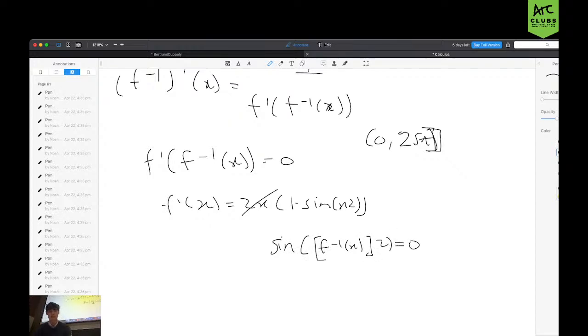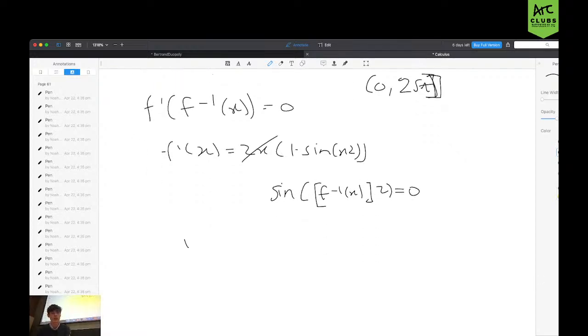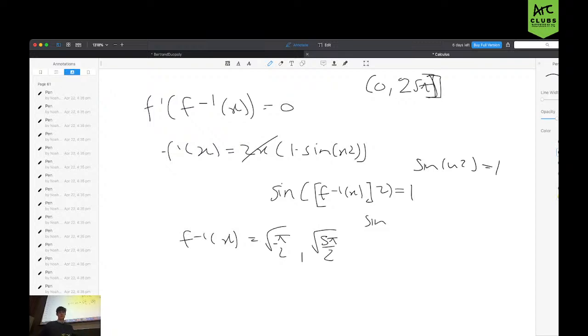So now we just have to look at wherever sine of f inverse of x squared is equal to 1, sorry, not 0, that should be 1, my bad. So in other words, wherever f inverse of x is equal to the square root of pi on 2 or square root of 5 pi on 2. I got that just by solving this sort of thing, sine of u squared equals 1. So wherever f inverse of x equals the square root of pi on 2 or the square root of 5 pi on 2, then the derivative is not defined.